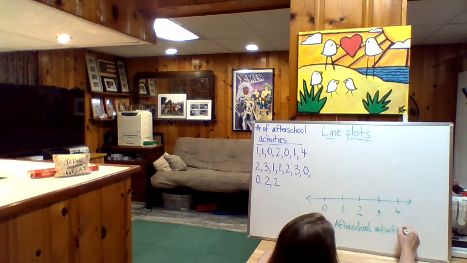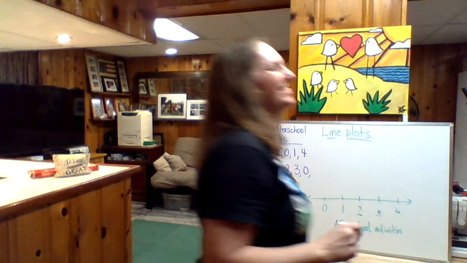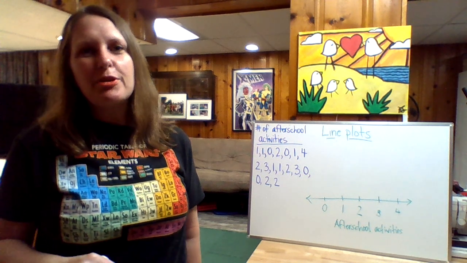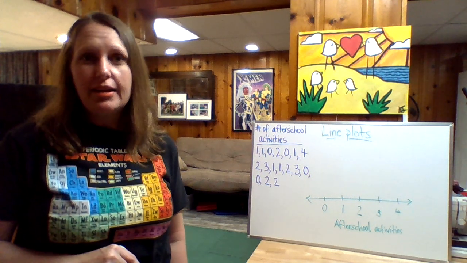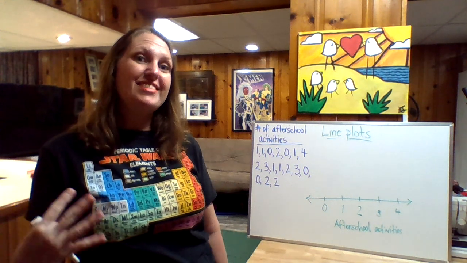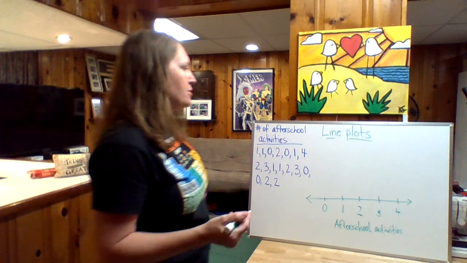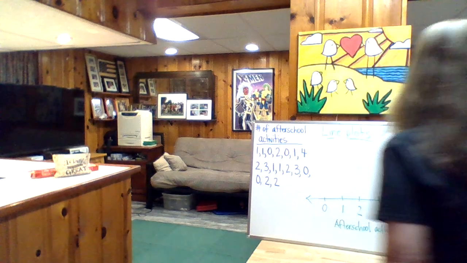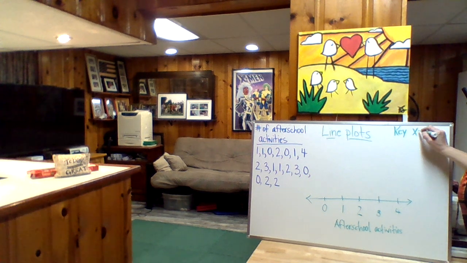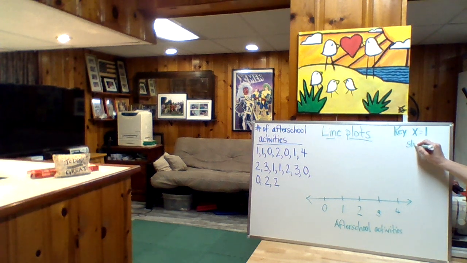And all graphs have keys. So most of the time when you're using a line plot, you're going to use an X. Sometimes you may use a dot. For our purposes, we're going to use an X. So at the top, I'm going to write key. 1 X equals 1 activity. Should say 1 student response.